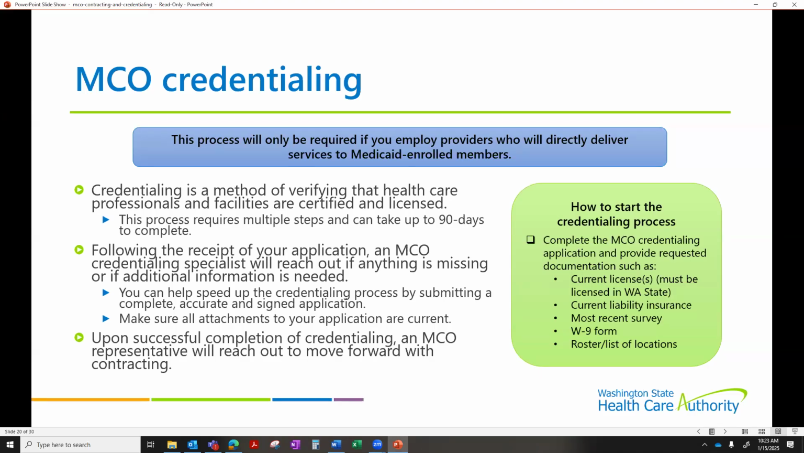To start the process, you want to complete the MCO credentialing application and provide the requested documents such as the current licenses, and you must be licensed in Washington State, the current liability insurance, most recent survey, W-9 forms, and a roster list of locations as well. Next slide, please.